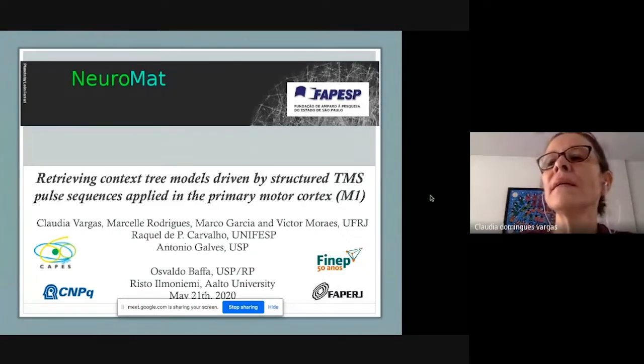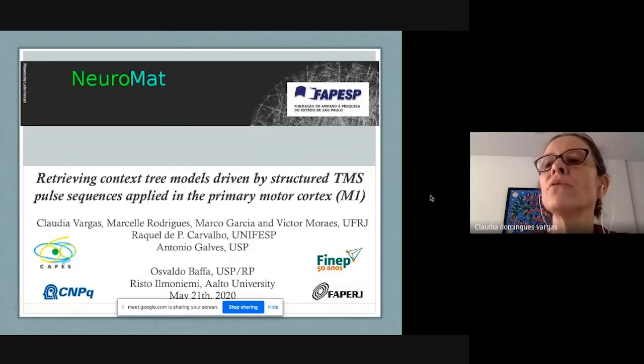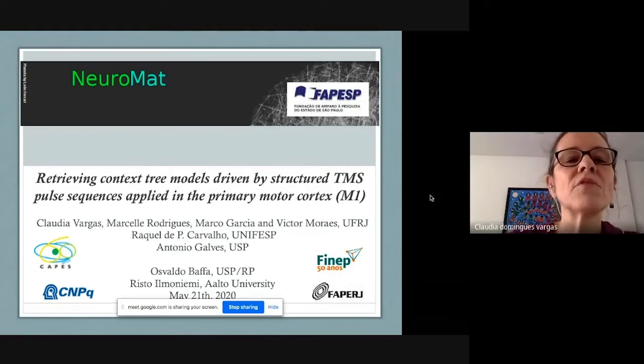And our idea today is to show this new protocol, which is based on the research we have been conducting in NeuroMat. The title is Retrieving Context-Free Models Driven by Structured TMS Pulse Sequences Applied in the Primary Motor Cortex.